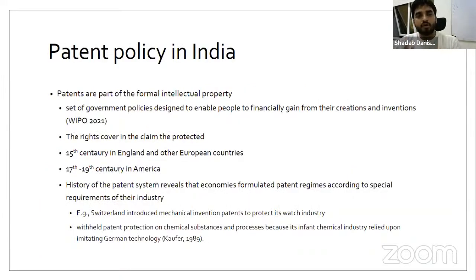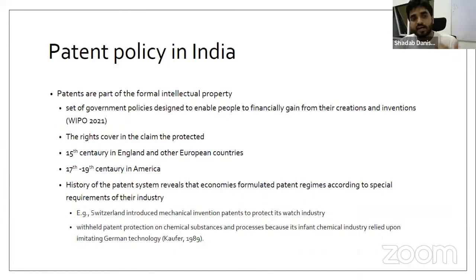Let's look briefly at the patent policy in India. Patents are part of the formal intellectual property set of government policy, designed to enable people to financially gain from their creation and invention. Since we are talking about IP, there are many IP instruments, but here we are talking particularly about the patent. Since the patent captures the measure of IP, it has a major share in all IP assets, or IP instruments, you can call it. The rights cover the claim that is protected.